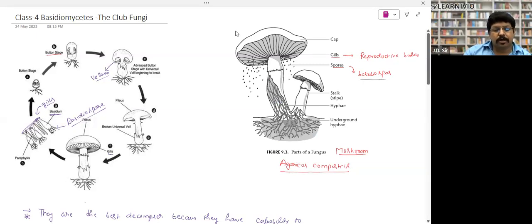This is called a stalk. This is the combination of hyphae. This is the mushroom. The name of the mushroom is Agaricus campestris. Clear? Yes, sir.